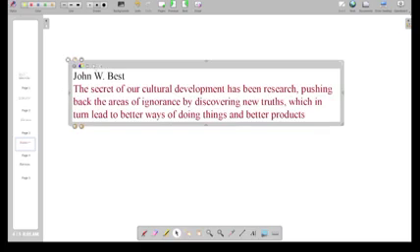John W. Best defines research as the secret of our cultural development. Did you hear that? That's highly fascinating to me. The secret of our cultural development. Telling you that as the human race, we would not have been so civilized as we are if not because of research. Research is constantly being carried out to understand the behaviors of human beings among other human beings.